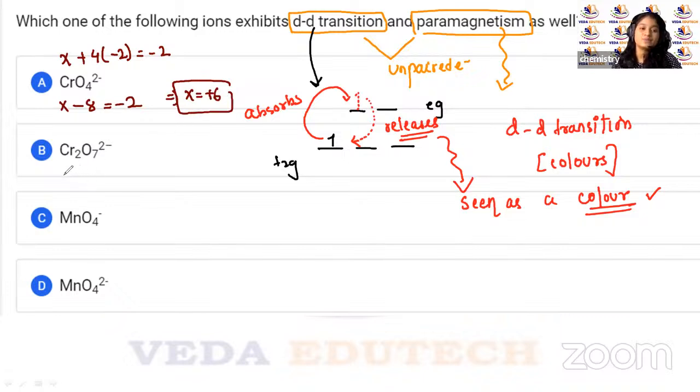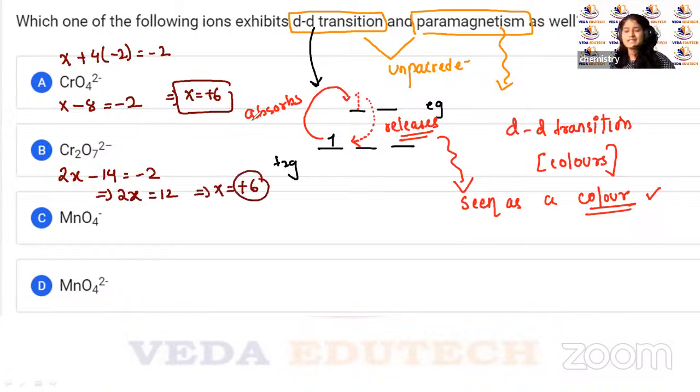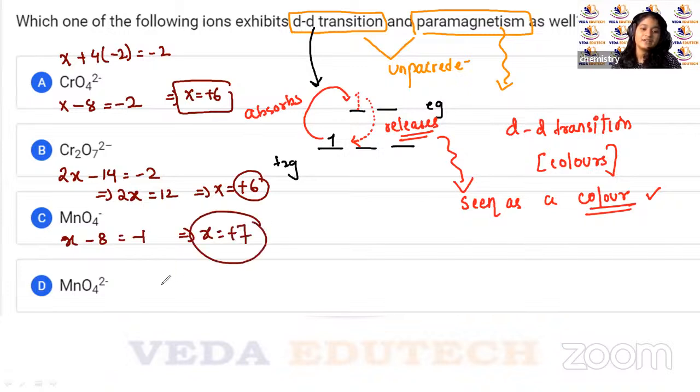Now looking at this one, this is 2x minus 14 equals minus 2, which implies 2x equals 12, which implies x equals plus 6. So here also chromium. So this cannot be the answer, right? Because both are plus 6. Obviously both are not given in a single option. So these are not going to be the answer, right? So x minus 8 equals minus 1, which implies x equals plus 7. Here if we see x minus 8 equals minus 2, which implies x equals plus 6.